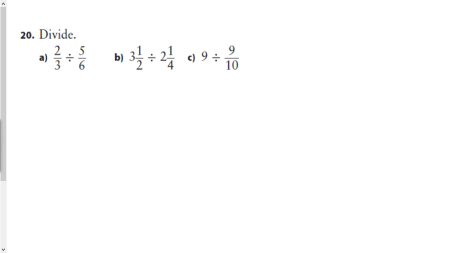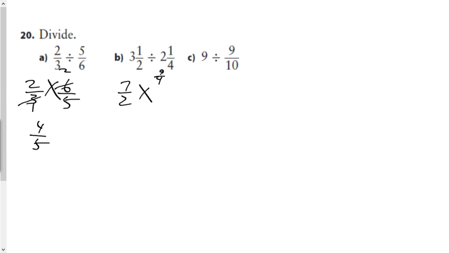Next 3 questions are just divide, so I'm actually not going to choose the common denominator method, which we all despise. We're going to multiply by the reciprocal. Cross reduce when applicable. I get 4 over 5 as my final answer. 7 over 2 multiplied by the reciprocal of 2 1/4, which is, what's the reciprocal of 2 1/4?